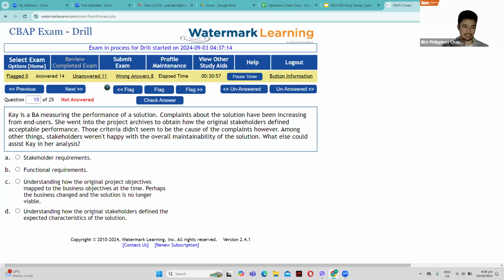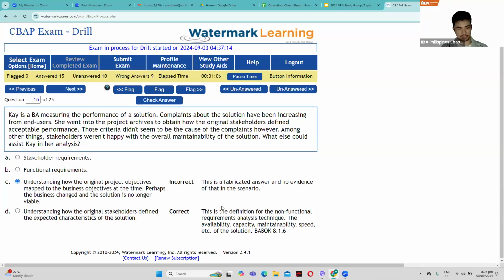All right, thank you, Michelle. So let's go and see. That is incorrect. So this is a fabricated answer and no evidence of that in the scenario. So the right answer is D, understanding how the original stakeholders defined the expected characteristics of the solution. This is the definition for the non-functional requirements analysis technique.